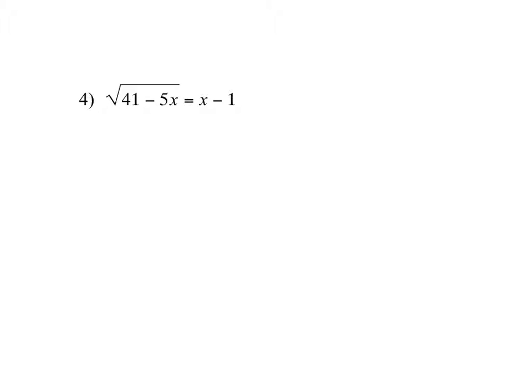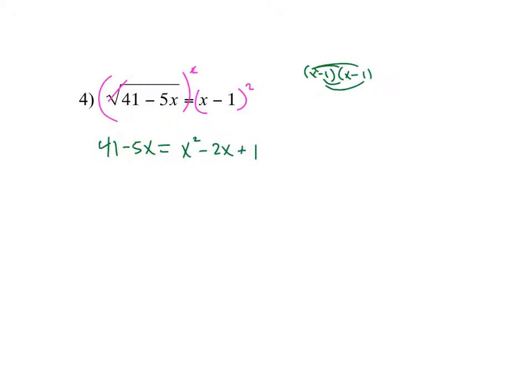So the next one, I'm going to start again by squaring both sides so I can cancel out the square root. So 41 minus 5x equals x minus 1 squared. Remember that I have to FOIL. So I have x squared minus 2 times the first one times the second one, so 2x, plus the second one squared. Again, remember that I have x minus 1 times x minus 1. So I'm FOILing, and when you simplify that, you're going to have that expression there.